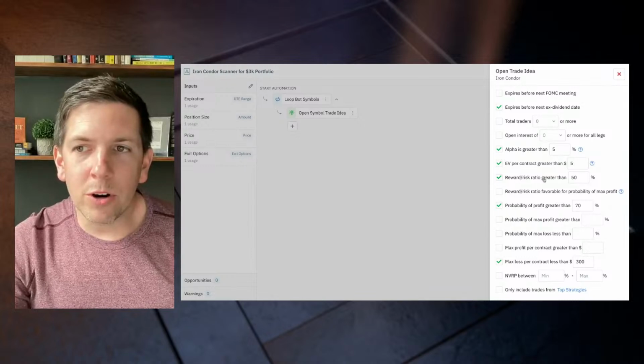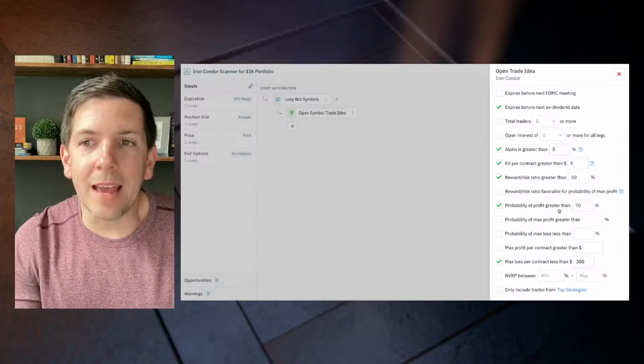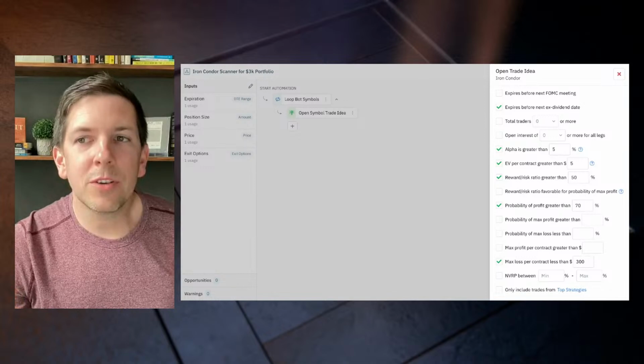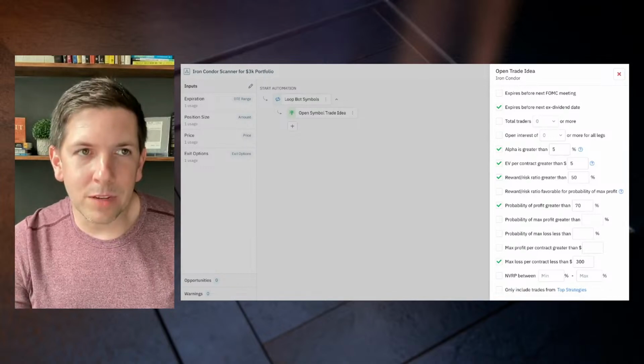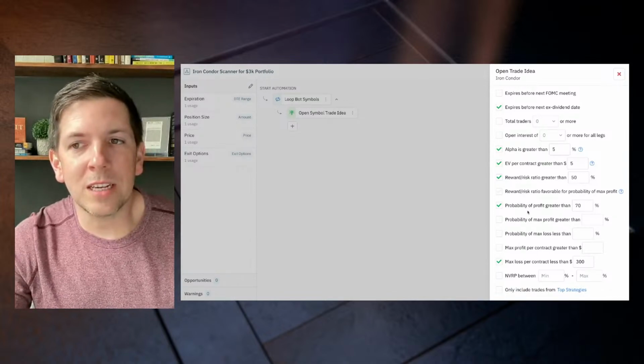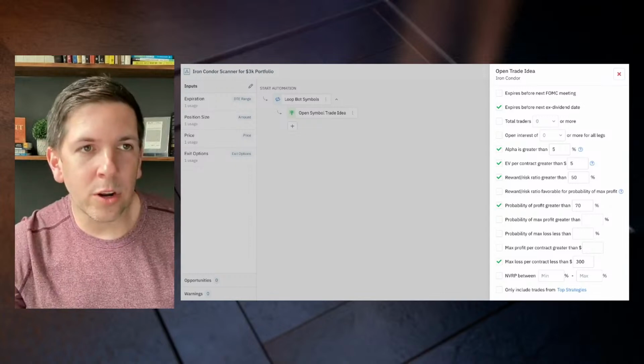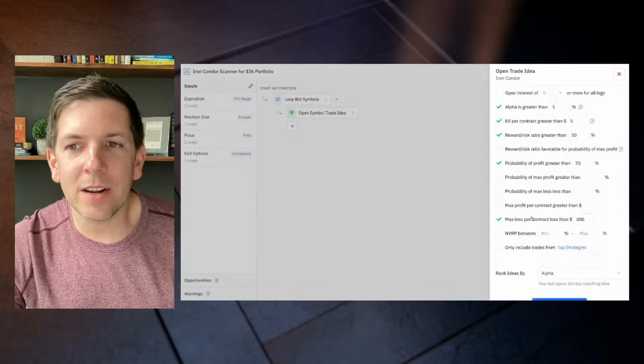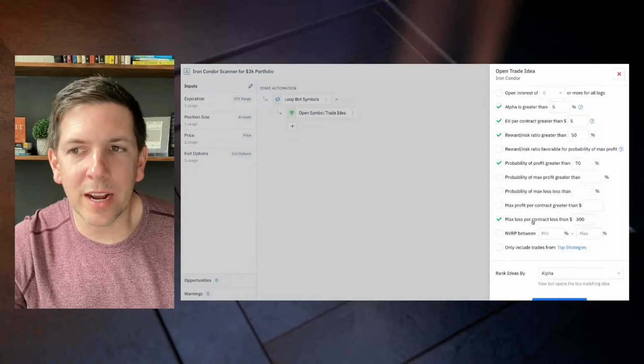I set my risk reward greater than 50% and my probability of profit greater than 70%. Again, these are very important because we want to make sure we're getting into not only high probability trades, but trades that pay out enough money and have a positive expected value. You can just set this criteria in here and let the bot do the work of looking through the positions for you, right? And then the last thing I do here is I set my max loss per contract at some value.